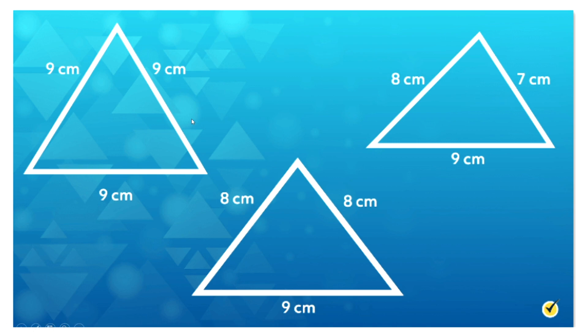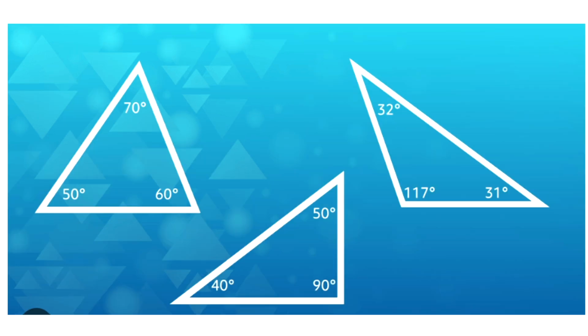So first one is equilateral, all sides are equal, 9 centimeter. Second one is an isosceles whose two sides are equal, which is 8 centimeter. And the third one is an example of a scalene triangle whose all three sides are different from each other. Now we have the types of triangle according to their angles.